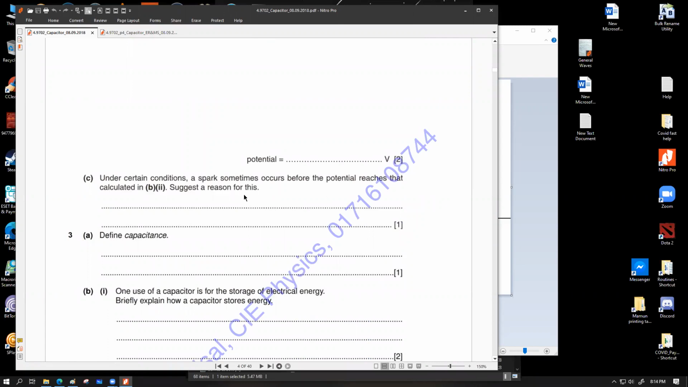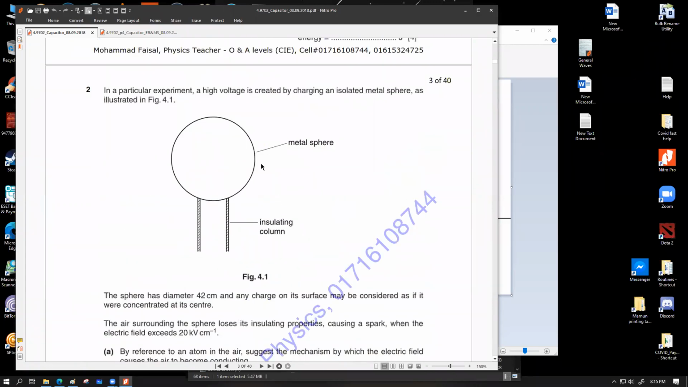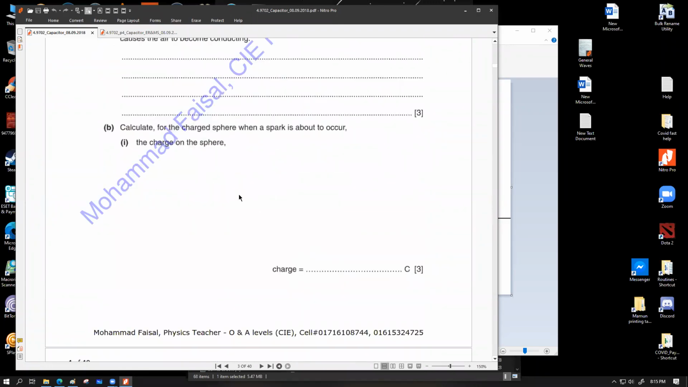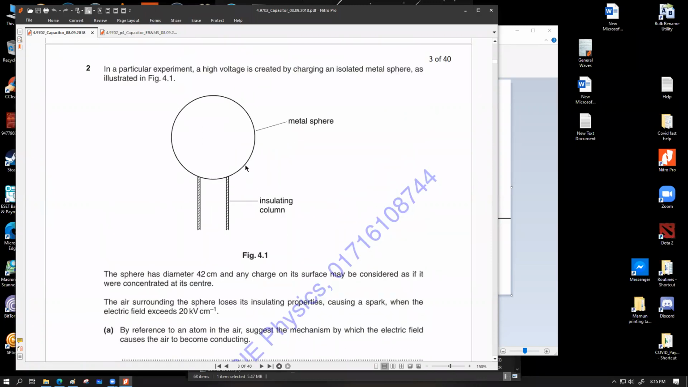Understanding conditions of spark sometimes occur before the potential which is calculated in B1, B2. So that's the reason for this. The basic reason is this calculation that we have done, it was calculated treating this entire metal thing as a perfect sphere. But you cannot essentially expect all the metal sphere surface to be exactly round. There can always be microscopic level variations, ups and downs. It is one of the properties of charges that they tend to accumulate more into cornered regions.